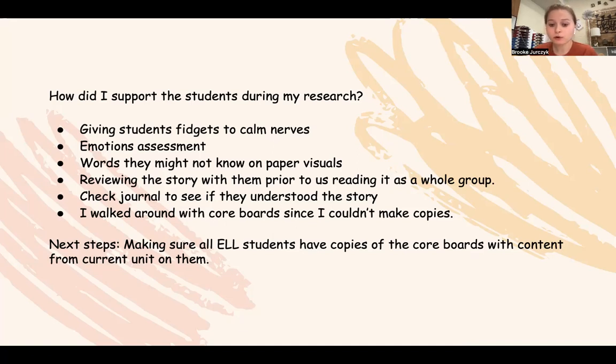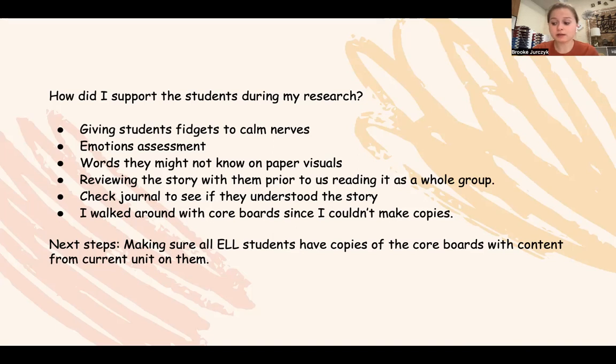I was also walking around with a core board since currently there was only a copy for one of the students who is in speech, who isn't even an English language learner. She is an English speaking student. So I was wondering how I can get it in the hands of all of the students who needed more support in communicating. Unfortunately, I wasn't able to make copies of it, but I was able to walk around and make sure that each one of the students was able to see it and use it if they needed it.